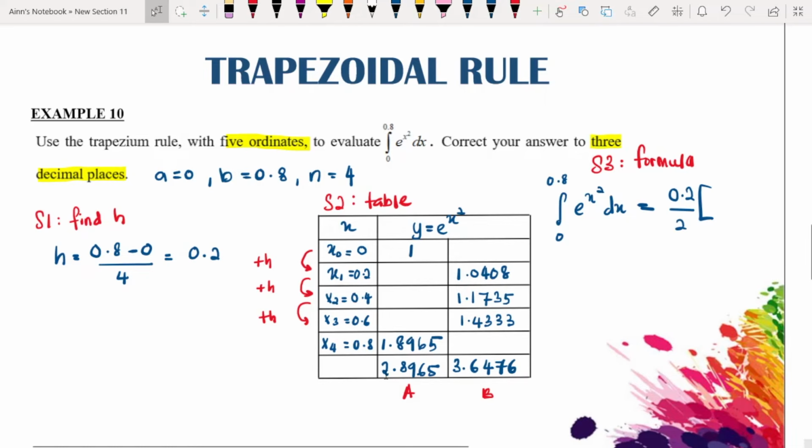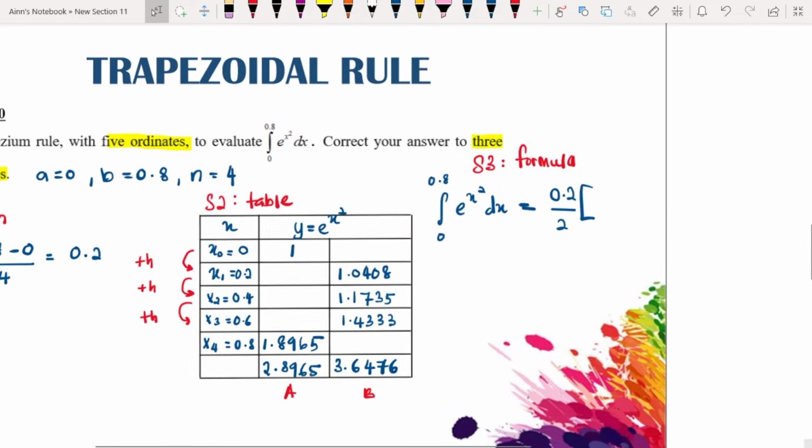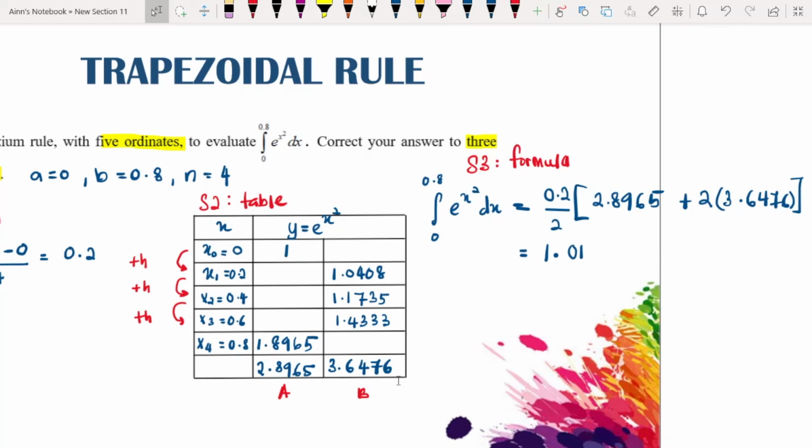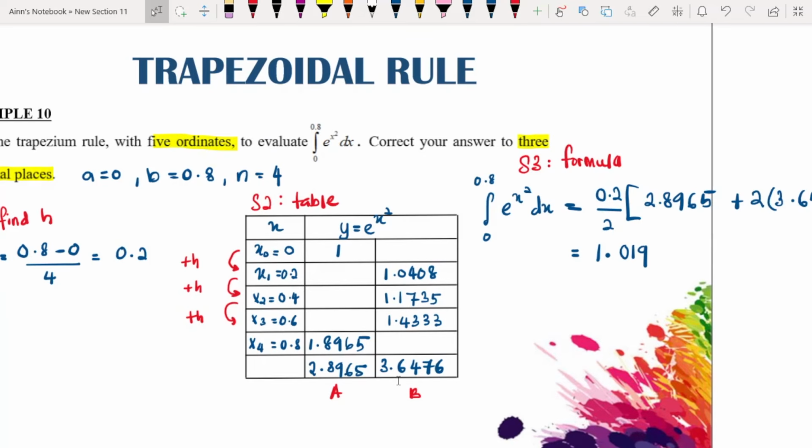Our value of A is 2.8965. So we're going to have 2.8965 plus 2B. Our value of B is 3.6476. So just substitute into your calculator. We will get the answer 1.019. Make sure your final answer is in 3 decimal places as given in the question.